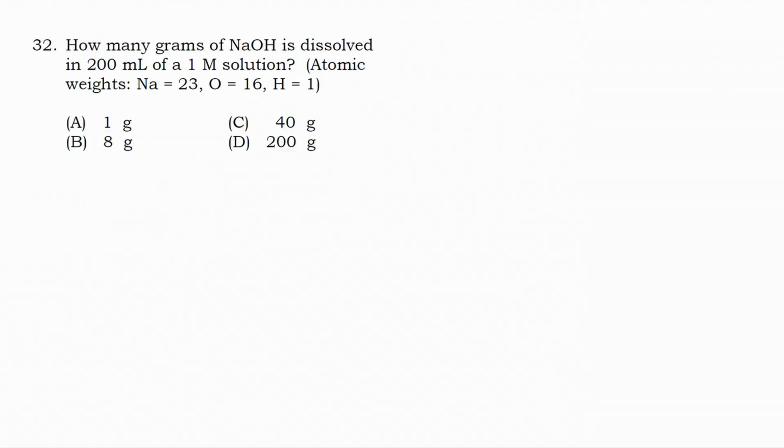Number 32, how many grams of sodium hydroxide is dissolved in 200 ml of a 1 molar concentration solution? So, yung atomic weights is sodium 23, oxygen 16, and hydrogen is equal to 1. So, for this one, nakita natin 'di ba na meron tayong molarity and meron tayong volume. So, pag ganun, magagamit natin 'yon to get the number of moles of NaOH. So, molarity, yung formula niya is equal to moles of solute, which is yung NaOH, over yung liter ng solution.